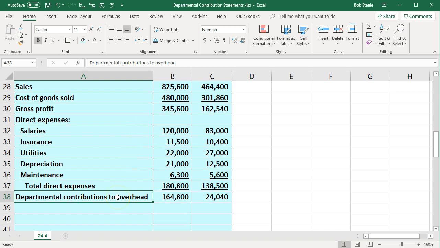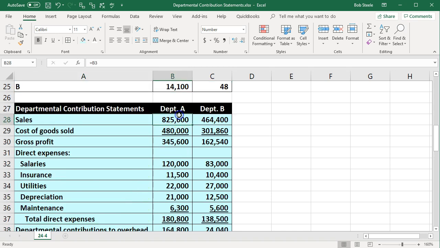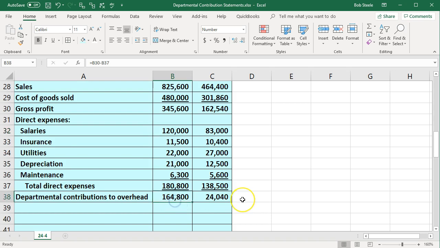And this is going to be one of the key line items that we may have when we're assessing the performance of each department. If, in other words, one of these departments were negative, then we might be in danger of eliminating the department. So these are the amounts being contributed to the overhead.